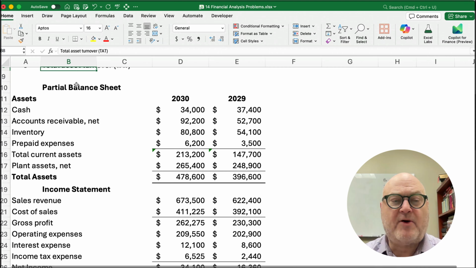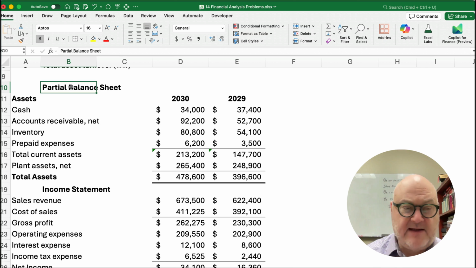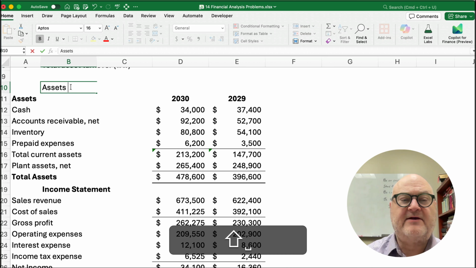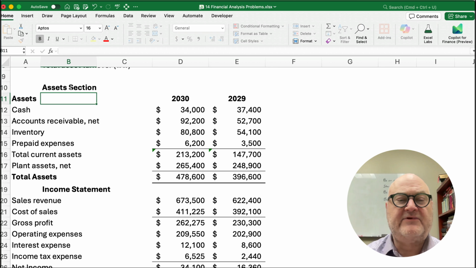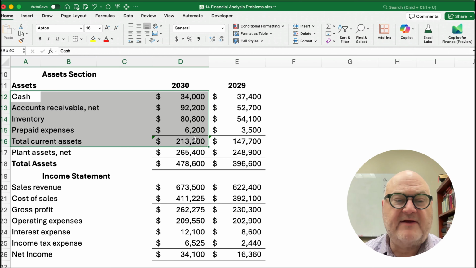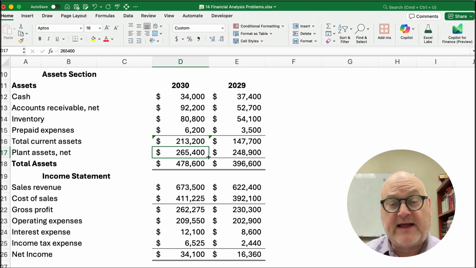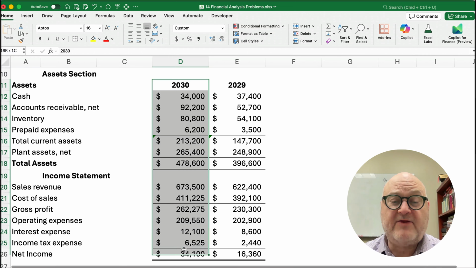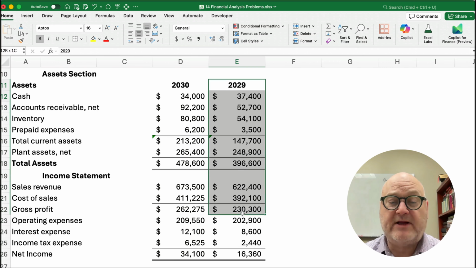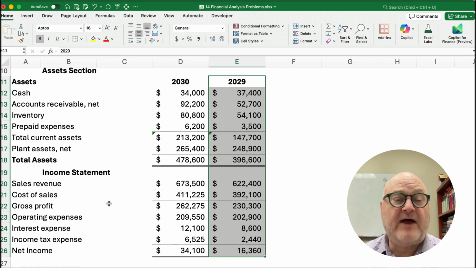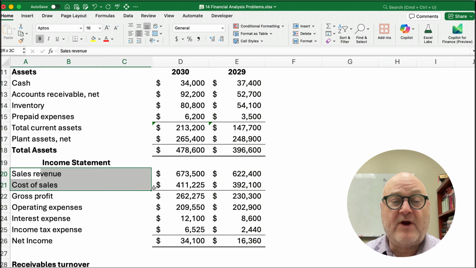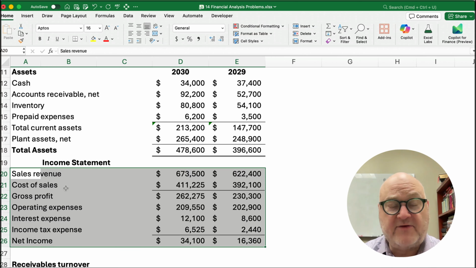We need a partial balance sheet, just the assets section. So this is the assets section of the balance sheet. Let's call it that. And then we need the income statement. So we have current assets, plant assets, and total assets for the year 2030 and for the previous year 2029. We also have the income statement. So we have the revenues minus cost of sales gives us gross profit, and so on.